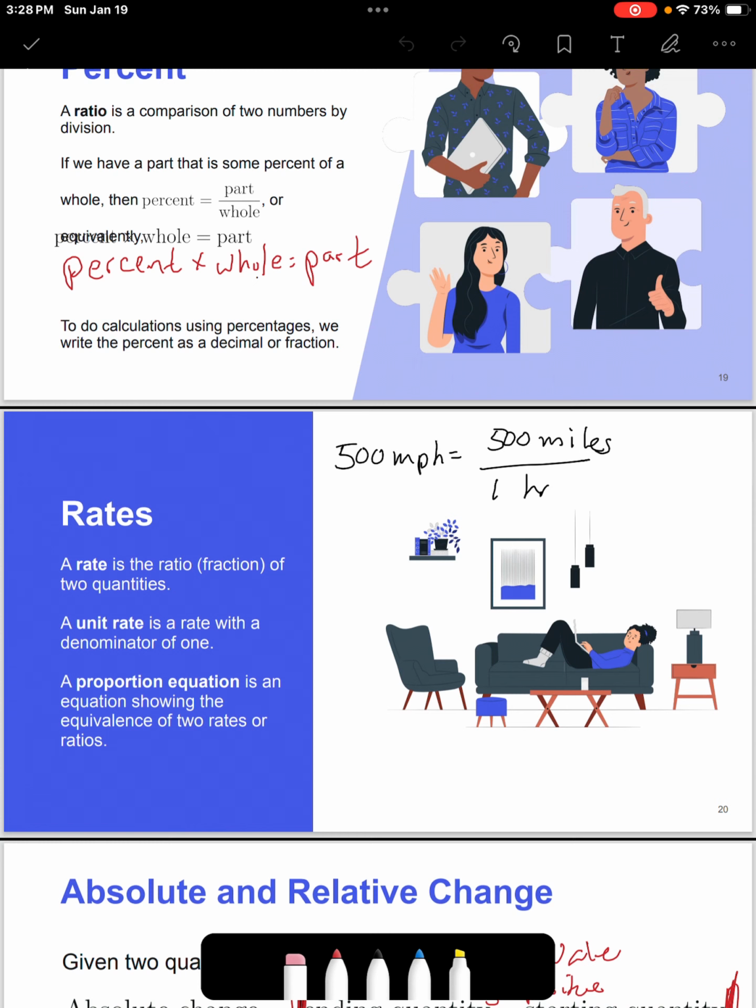A rate is a ratio of two quantities. When you think about speed, 500 miles per hour, that is a rate. It is 500 miles over 1 hour. A unit rate is a rate with a denominator of 1. In this case, this would be a unit rate.